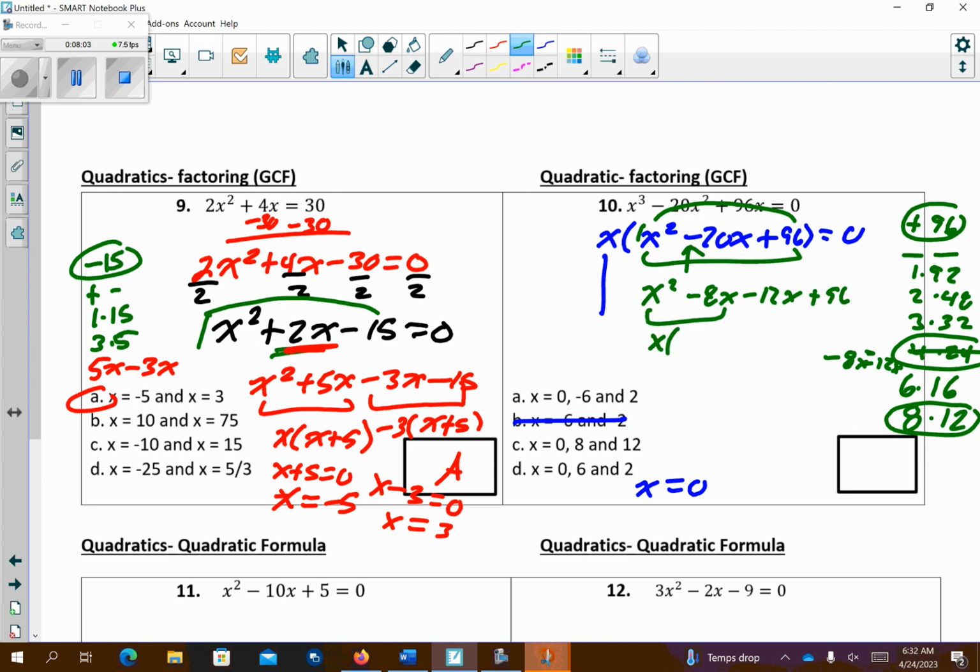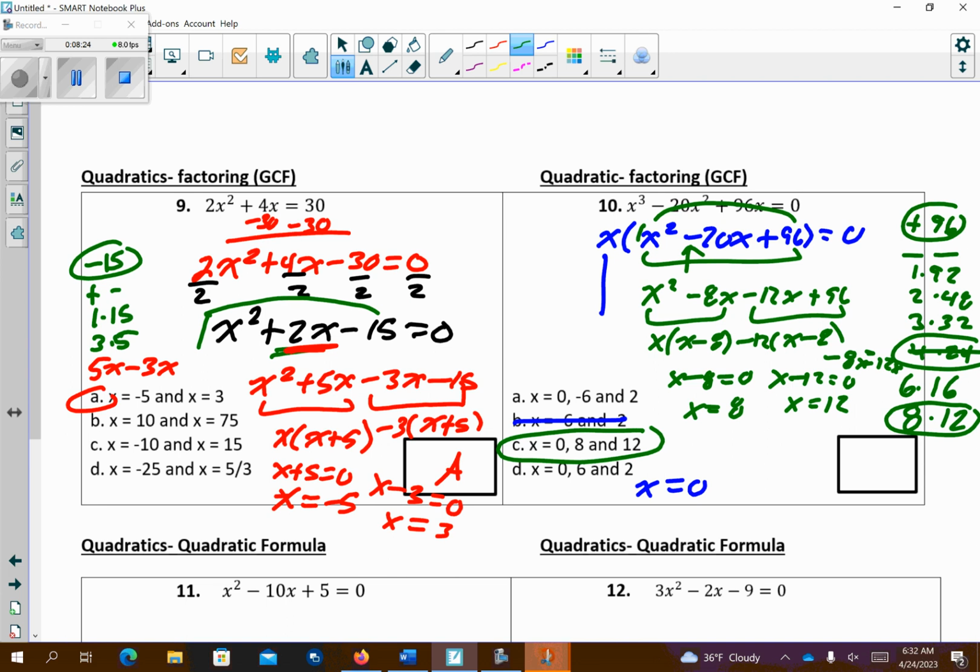Let's factor an x out. So I get x and x minus 8. Let's factor a negative 12 out. So I get x and x minus 8. So x minus 8 equals 0, so x equals 8. And then x minus 12 equals 0, so add 12 to both sides. So this has all 3 of my answers. It has the 0, the 8, and the 12. So the answer is C.